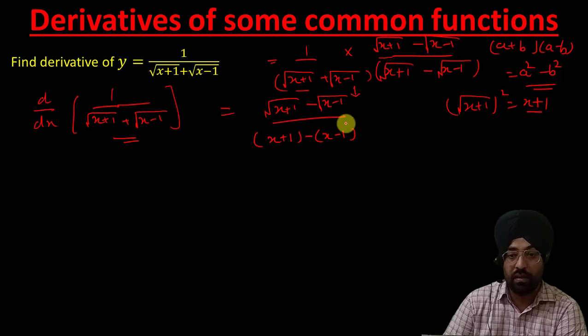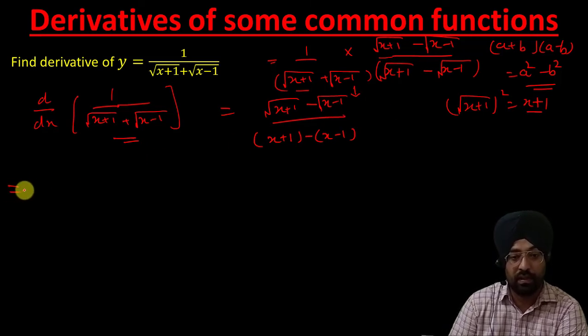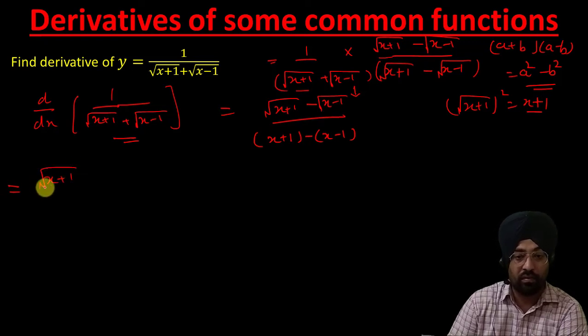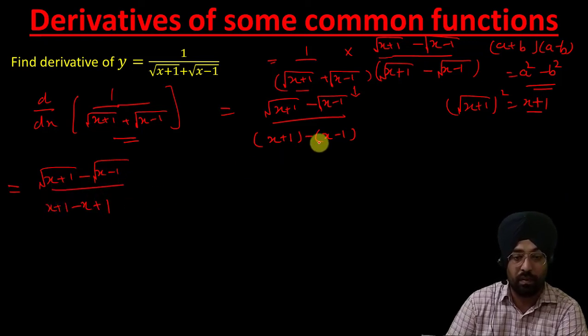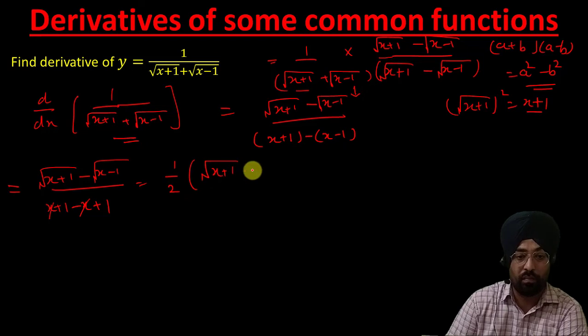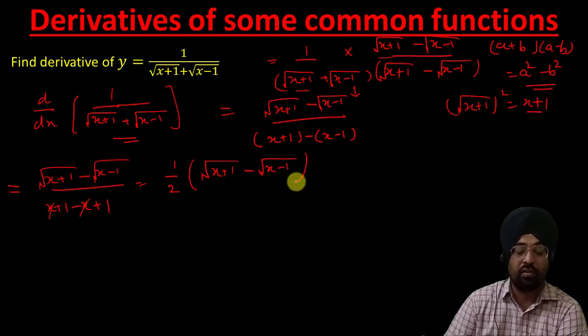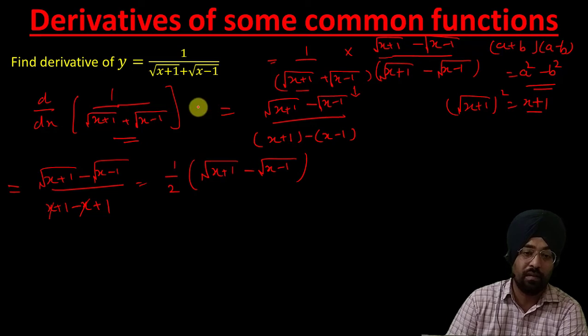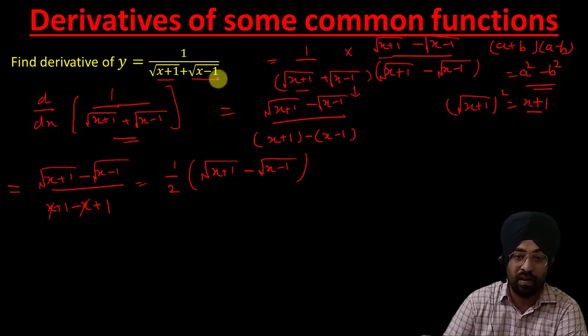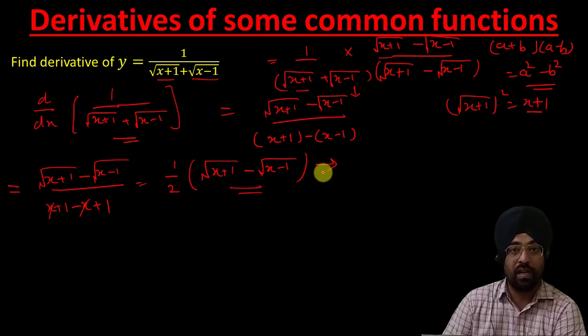So a plus b into a minus b is a square minus b square. It becomes x plus 1 square root minus x minus 1 square root, divided by x plus 1 minus x plus 1. When we multiply this by the negative, negative negative is positive. So x gets cancelled, and it becomes half, x plus 1 square root minus x minus 1 square root. Now you can see it was a little bit complex, but after rationalization it has become an easy expression. Now we can apply our differentiation formula and do its differentiation.